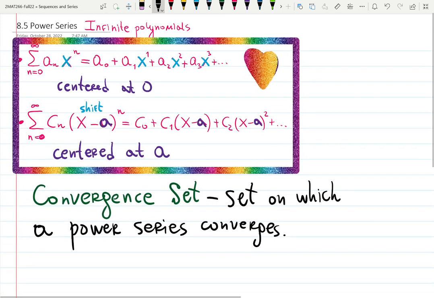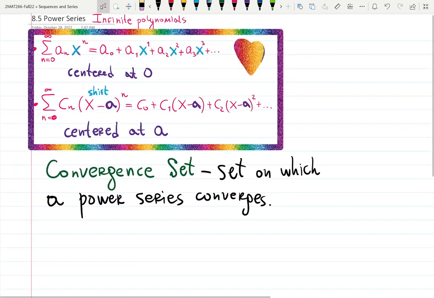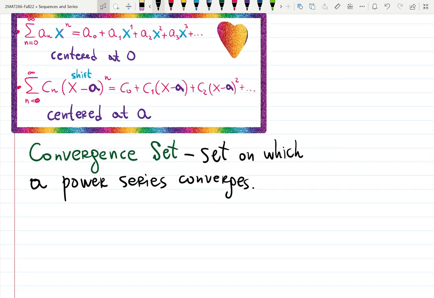Example, so let me show you the sketch, and then I'll show you 3 types of convergence sets. Basically, a convergence set is a safe space. That's how I try to rephrase it sometimes. A convergence set always has A in it.